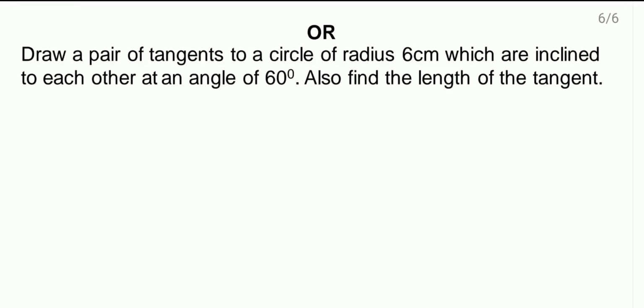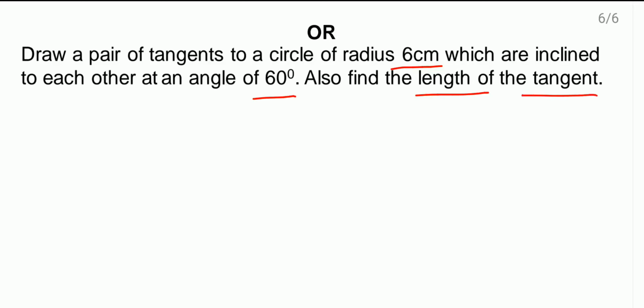The optional question is given for this construction question. Draw a pair of tangents to a circle of radius 6 cm, which are inclined to each other at an angle of 60 degrees. Also find the length of the tangents.